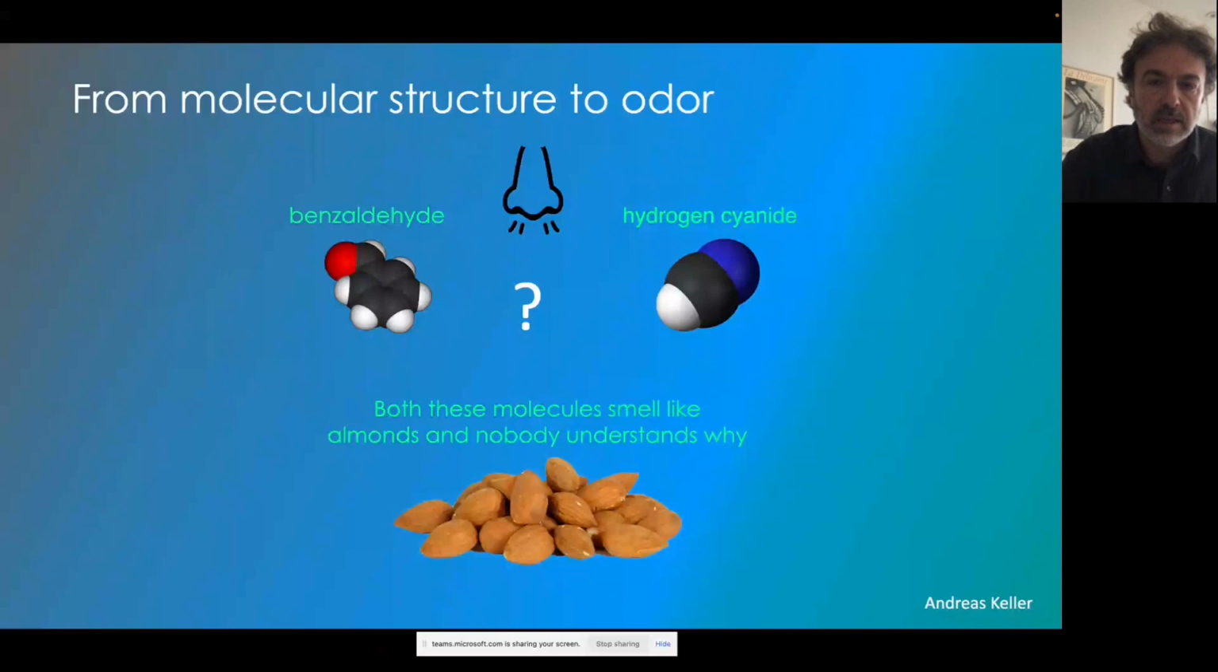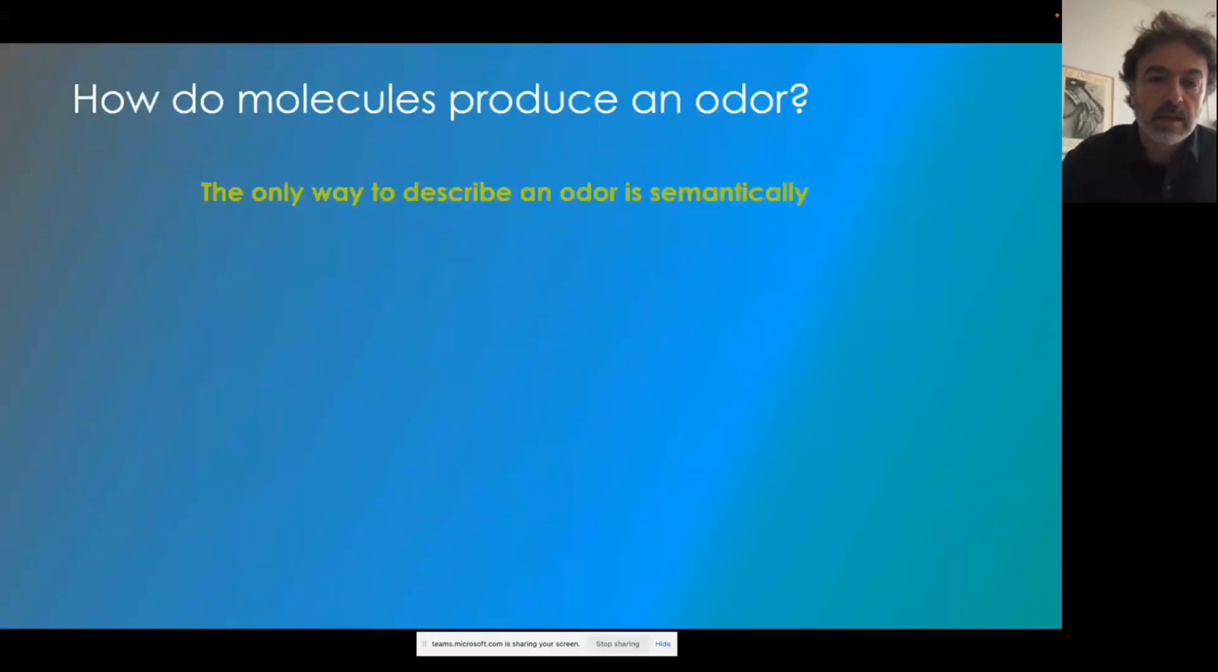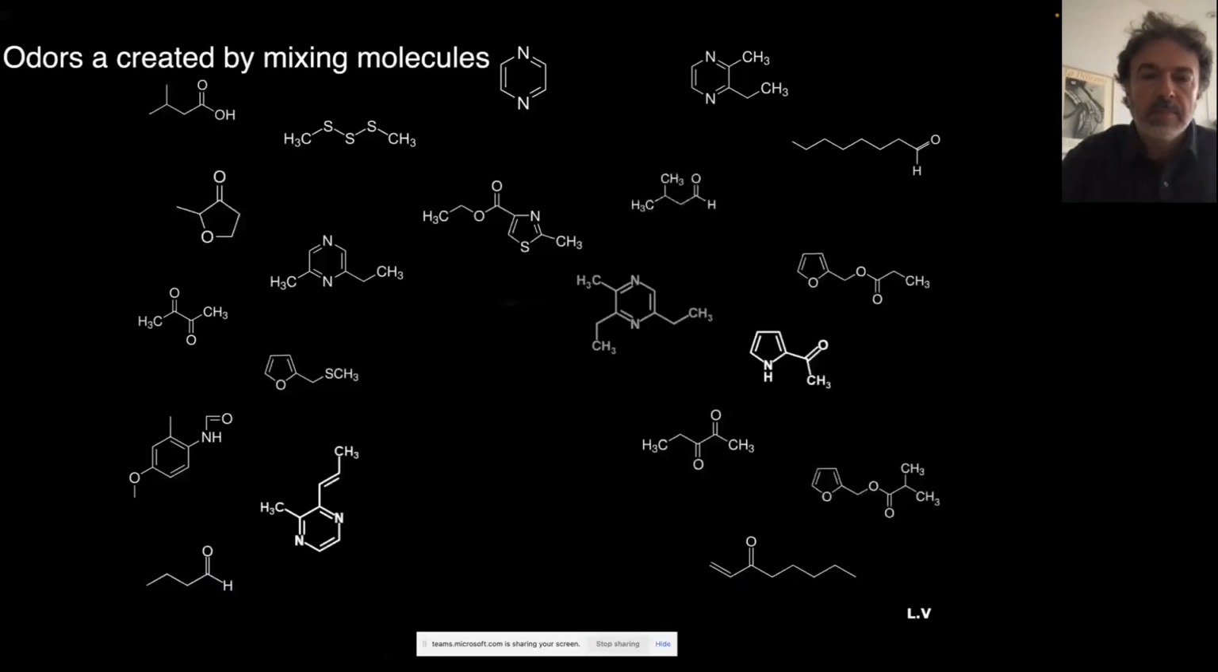The second question, which I think is really interesting, is how we describe the odor of a molecule. And the only way to describe it is semantically. This is also a slide I stole from Leslie Vosshall. You'll see here that odors are mainly mixtures of odors. If you look at all these different molecules, you can assign a word, or a descriptor, to what they smell like. Some people would say this is not super precise, etc.